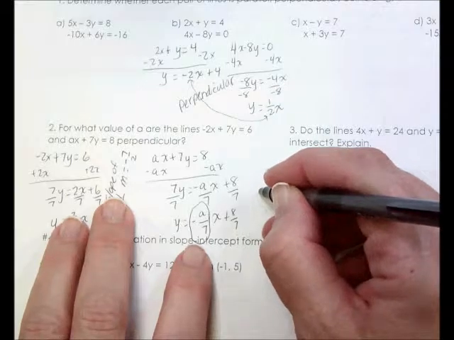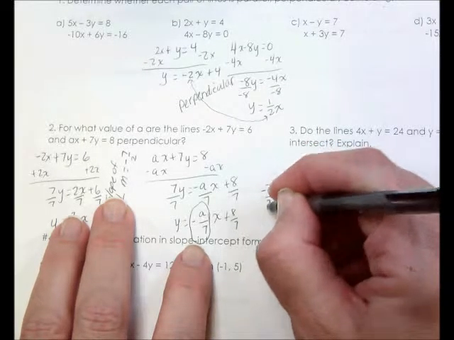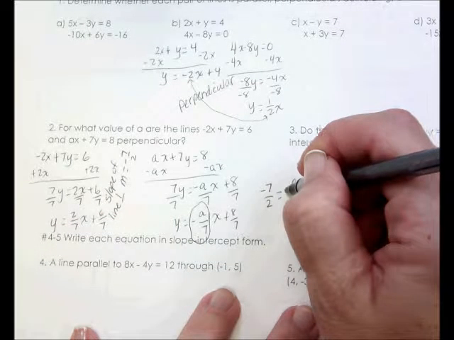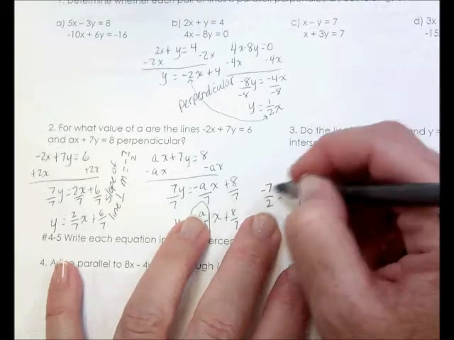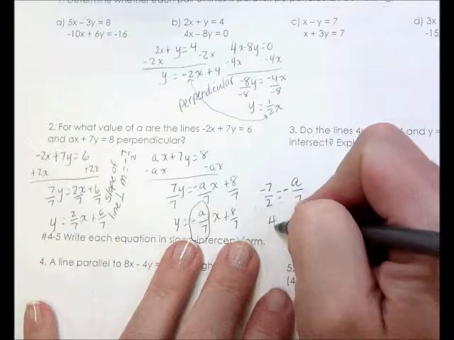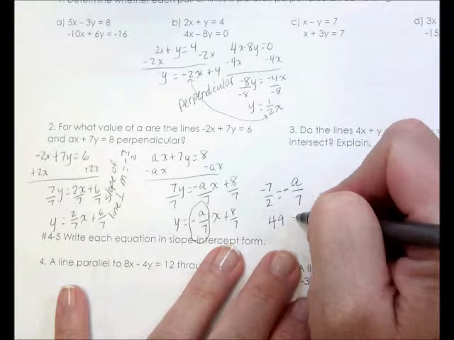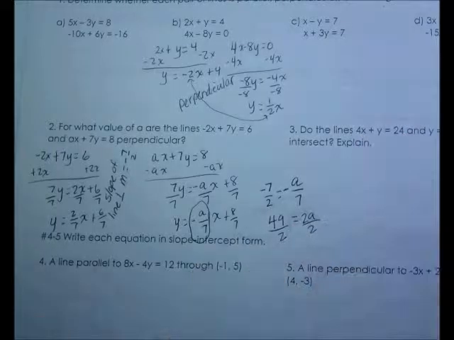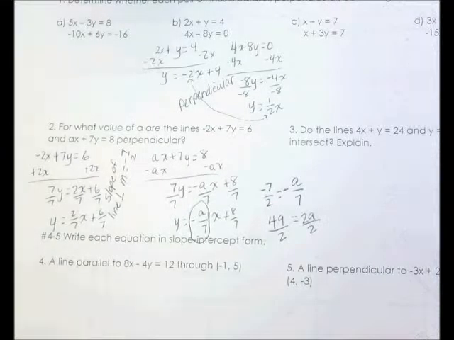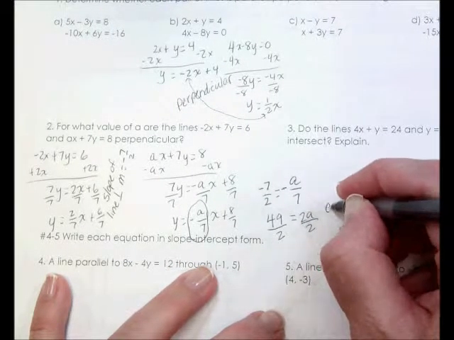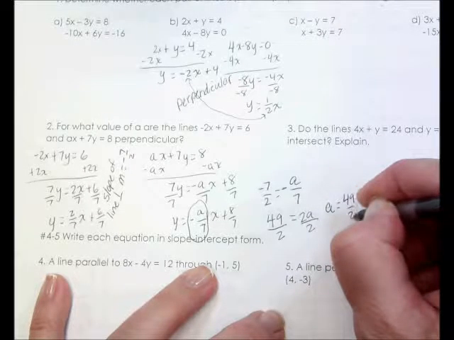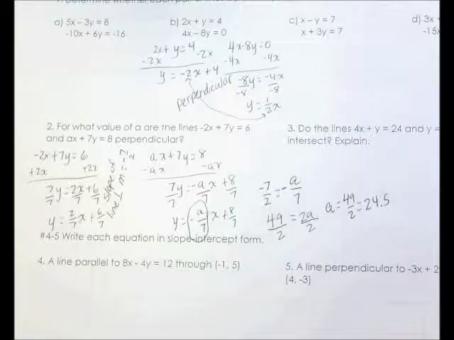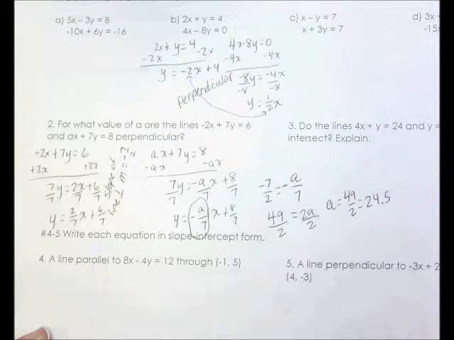So I have to set these two equal to each other and then solve for a. And the first thing I notice is they're both negative, so 49 is equal to 2a, and then I'm solving for a, and so a is equal to 49/2 or 24.5. So that's how you would use that to solve for a.